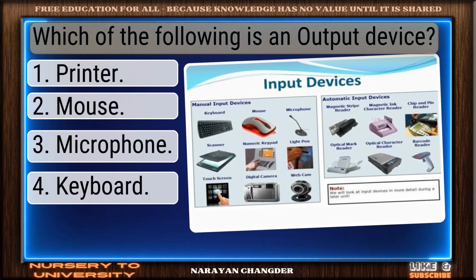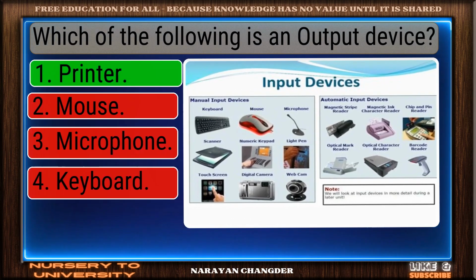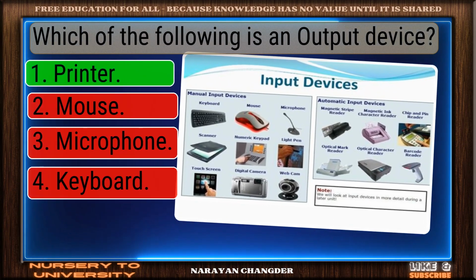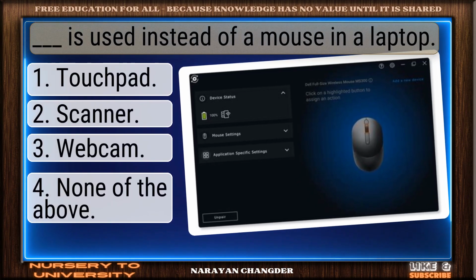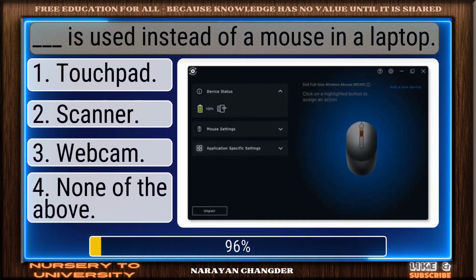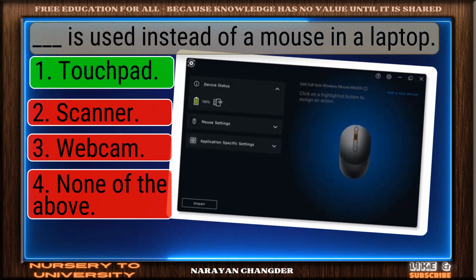Which of the following is an output device? Correct response. Printer is the most accurate answer. Dash is used instead of a mouse in a laptop. Sharp thinking. Touchpad is the right choice.